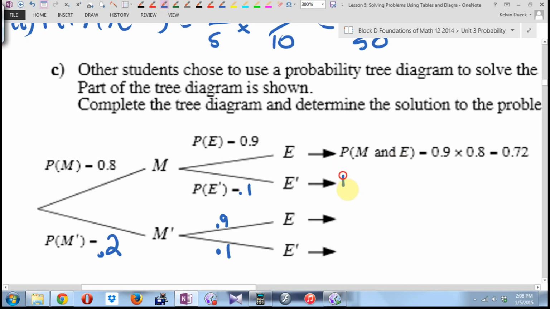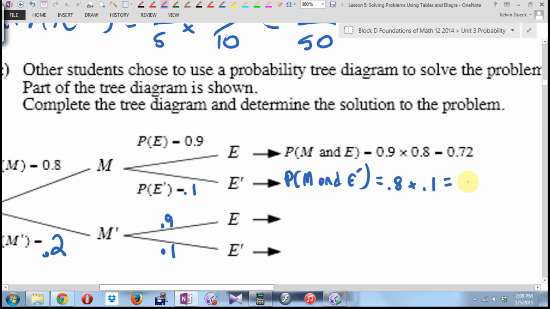This is the probability of passing math and flunking English, which is going to be 0.8 times 0.1, which is 0.08 if I do the math in my head. Did we calculate that above? Did we do passing math and flunking English? We didn't.